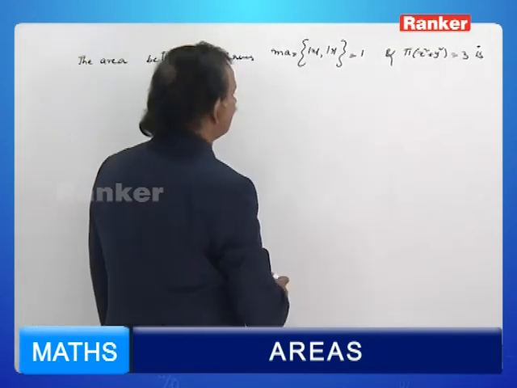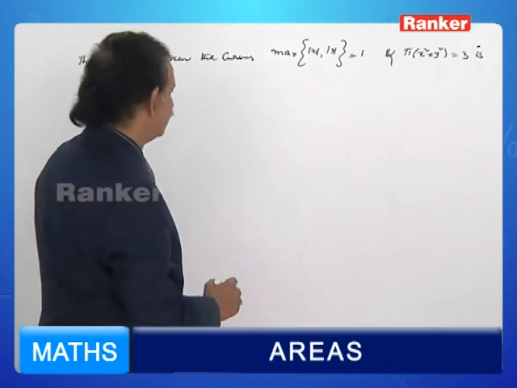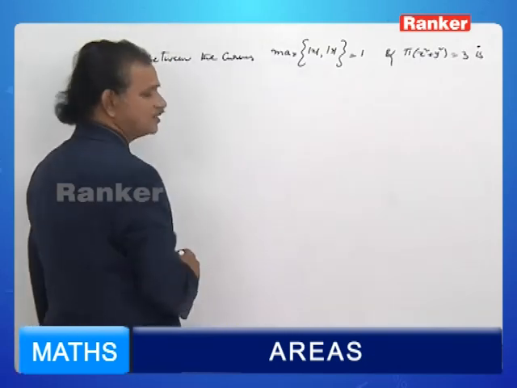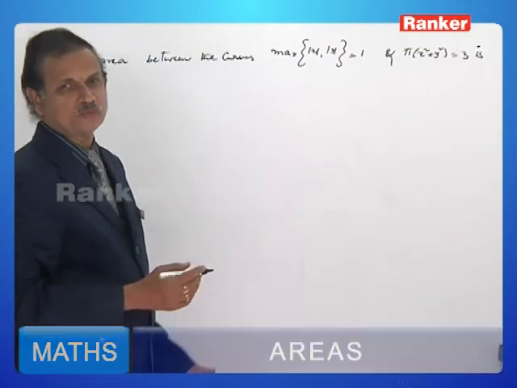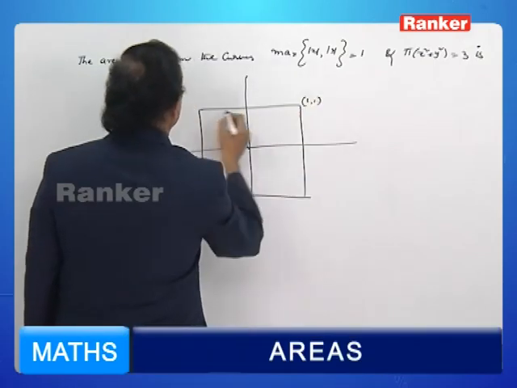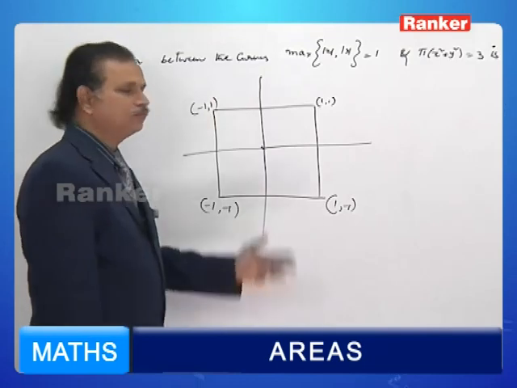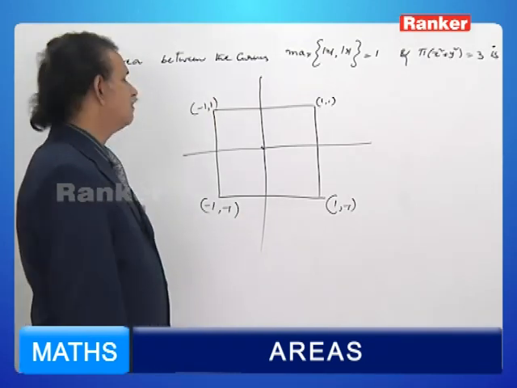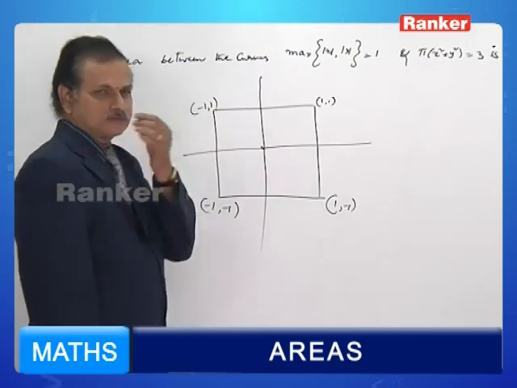Maximum of mod x and mod y is equal to 1 means this locus is just nothing but a square whose vertices are plus or minus 1, plus or minus 1. That is (1, 1), (minus 1, 1), (minus 1, minus 1), (1, minus 1). Wherever you go, maximum of mod x and mod y is 1. So this is the locus.